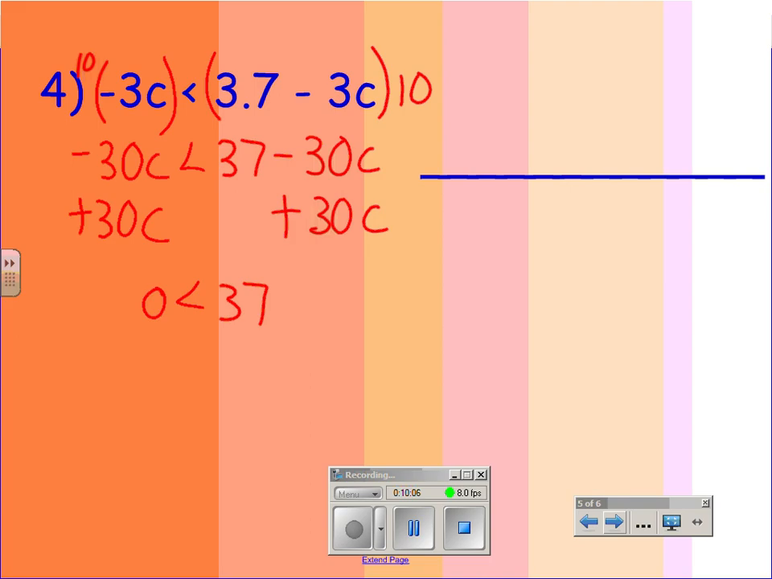And let's think about this. Is 0 less than 37? Is that a true statement? And the answer to that is yes, 0 is always less than 37. So if this is a true statement, then our final answer will be identity.